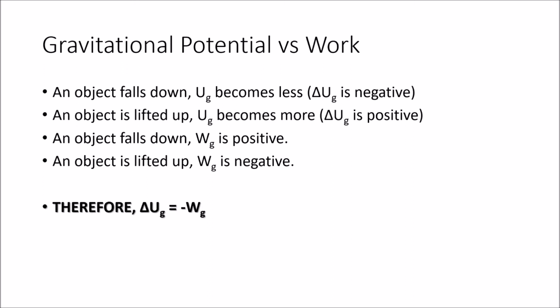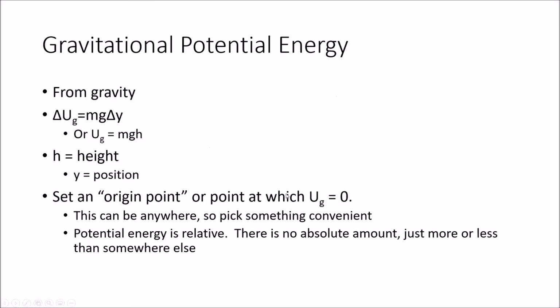And if an object falls down, then the work due to gravity, as we said several slides ago, is positive. But if an object is lifted up, the work due to gravity is negative. If you take all this and you look at the equations, you see that the way that we have defined the change in gravitational potential gets us to the point where the change in gravitational potential is equal to the negative of the work done by gravity. That's an interesting little thing right there. The change in gravitational potential is equal to the negative of the work done by gravity. We can do something very convenient with that.